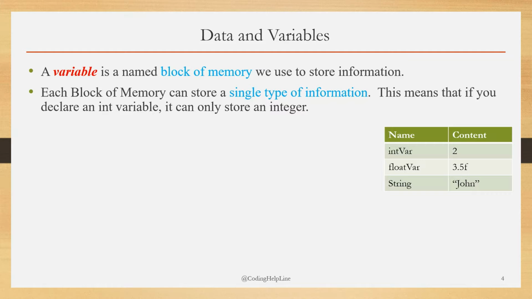Each block of memory can store a single type of information. This is important, single type of information. We cannot store two types of information within the same block of memory. This means that if you declare an integer variable, it can only store an integer. We cannot store any other type of value within the block of memory. So what happens if we assign something different from integer? We will discuss that point when we talk about casting.